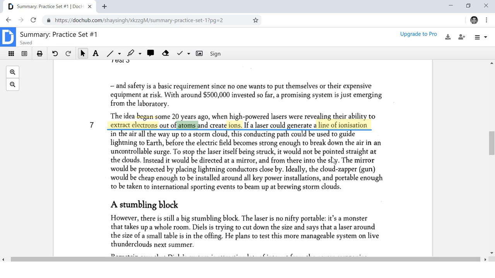Okay, here it says pointed. Pointed is synonym language for directed. And down here I also see directed. Directed at what? Directed at a mirror.